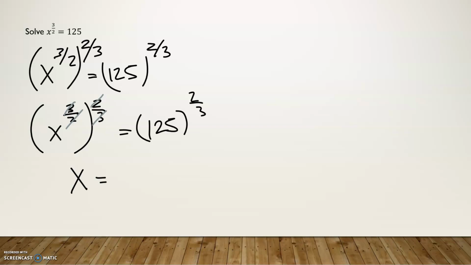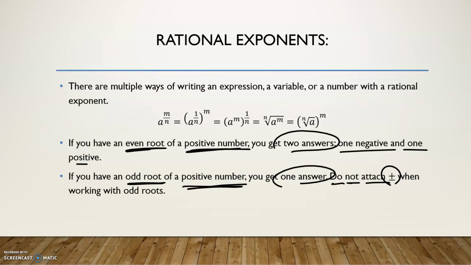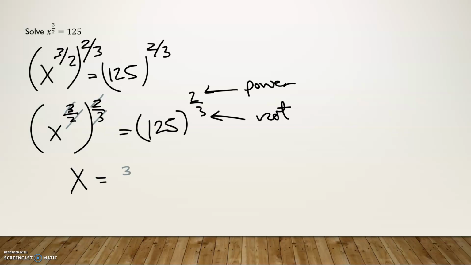Okay, so now this right here is a power, and this right here is a root. So we are looking at the cube root of 125, and then we're going to square that number. So remember, we're going to use this one right here. I'm going to take the nth root first, and then I'm going to raise it to the power. So the cube root of 125, and then whatever that number is, I'm going to square it.